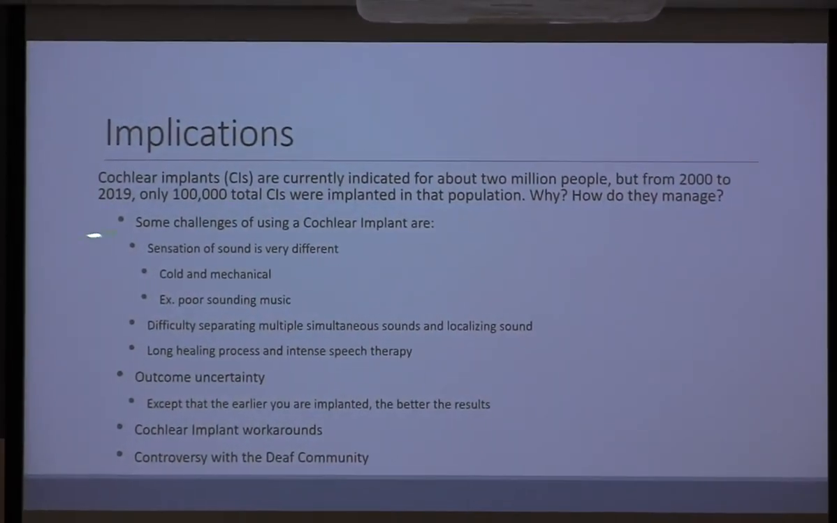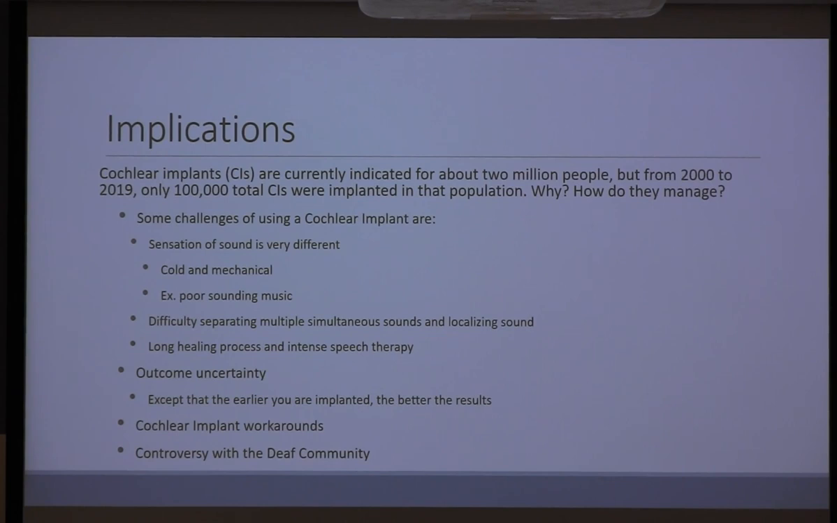Something interesting is cochlear implants are currently indicated for about 2 million people in the US, but in this 20-year window, from 2000 to 2019, only 100,000 total cochlear implants were implanted in that population. And so, why is this? This is because the cochlear implant is not a really popular device. A lot of that is down to what I was just saying, how the sensation of sound is very different than what you're accustomed to. And so a lot of times, it's more effective for people that lose their hearing earlier or were born deaf, because they don't have the same memory of sound before. And then also there's a bit of uncertainty to the outcome because it doesn't work for everyone.